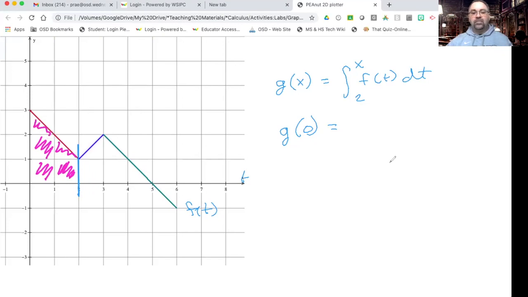So I know the area under the curve is 4, but notice that's the integral from 2 to 0 of f of t dt. Well, normally we integrate from left to right. So can you flip it? Sure.